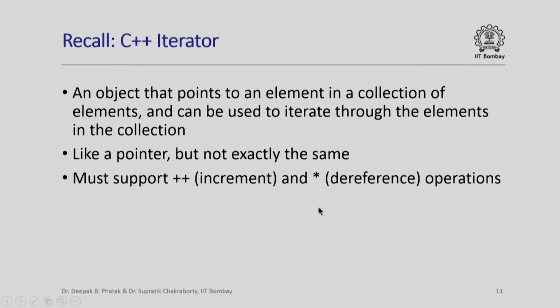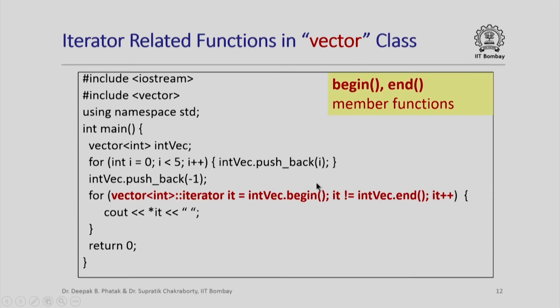Now recall from our earlier lecture that we had also talked about iterators in C++. An iterator is like a pointer, but it is not exactly a pointer. It is used to point to an element in a collection of elements, and it can be used to iterate through the elements in the collection. And we had said that the iterator must support 2 operations, the plus plus or the increment operation to allow us to iterate through the elements in the collection, and also the dereference operation. So here are some iterator related functions in the vector class.